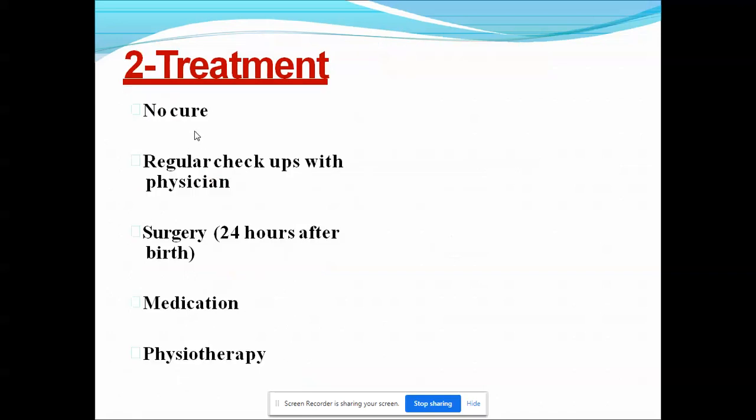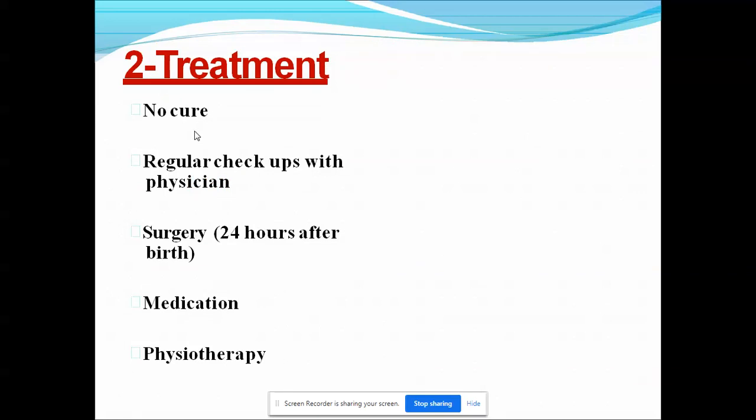Treatment. So there is no cure for this. Regular checkups should be done with the physician. Surgery should be done, within 24 hours after the birth, because it is an emergency condition and the child may also die. So the surgery should be done as soon as possible.